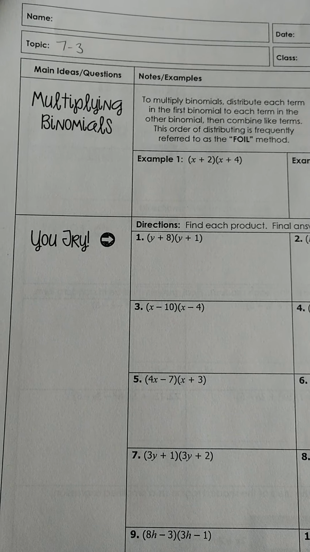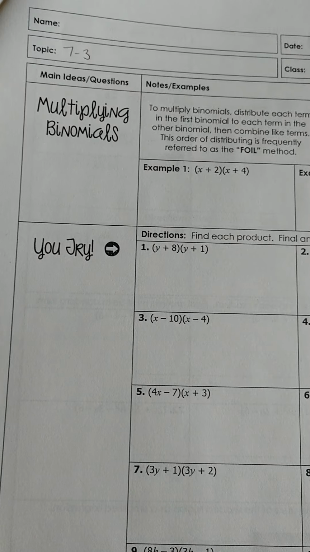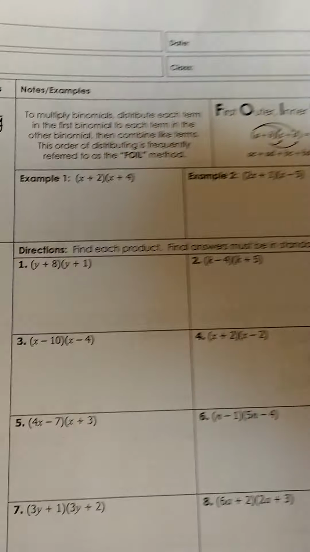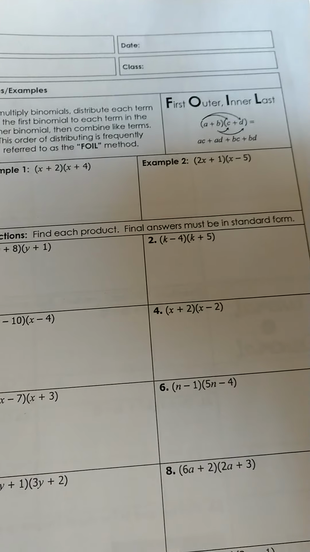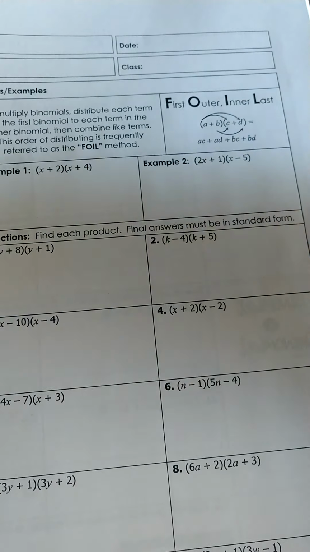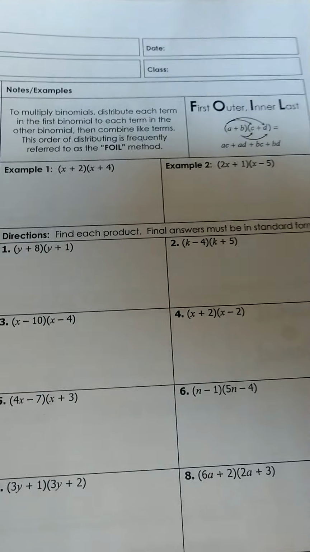Finally went to school and got smart enough to bring home a blank packet, and that way I'm not writing everything on a separate sheet. So this is 7-3. What we're going to be learning today is foiling. I'm going to show you what FOIL means, but at the same time, I'm going to explain it in a much simpler way.